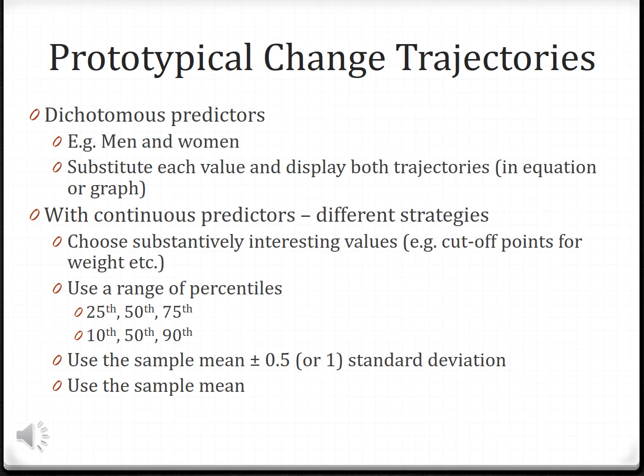So this is it for the first lecture on growth modeling, and I strongly encourage you to read the chapters by Singer and Willett carefully, and then we will meet in class.